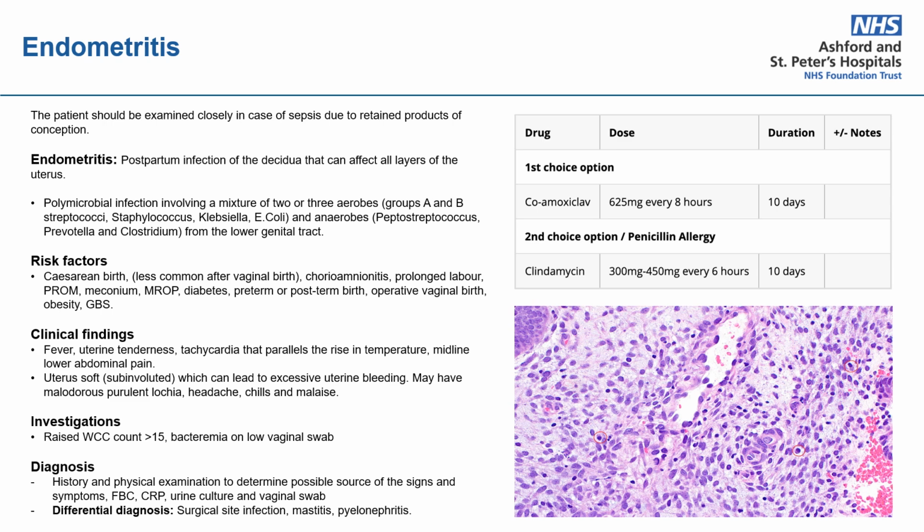In terms of evaluating your patient, it's important to take a history and physical examination to determine the possible source of the signs and symptoms, a complete blood count and CRP, as well as a urine culture, and where appropriate, a vaginal swab.